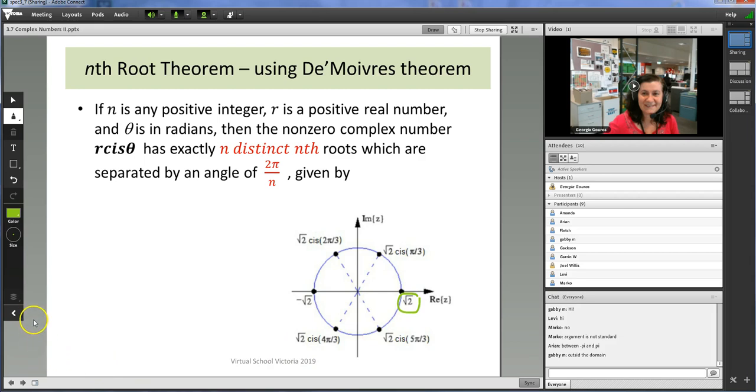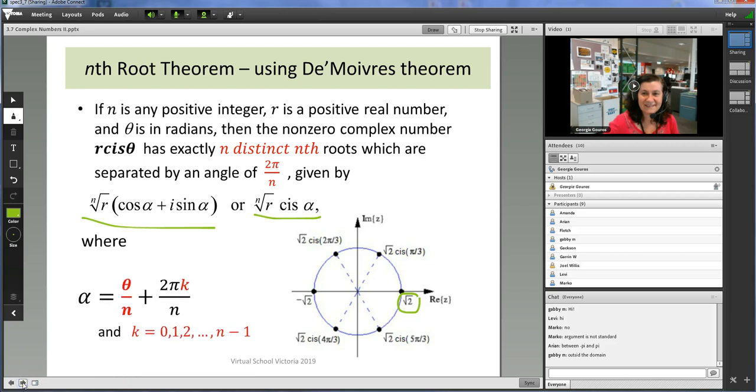Root 2. What's this? What am I doing here? No, you're familiar with that. You're also familiar with De Moivre's theorem, the nth root of a number. So we're going to use it to find the 6th root of 8.